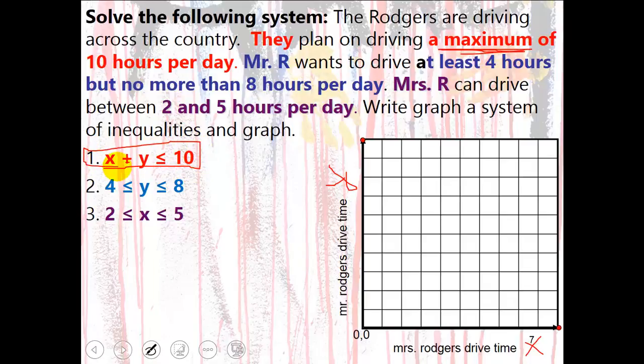Now we have another constraint. It says Mr. Rogers, I abbreviated that Mr. R, wants to drive at least 4 hours. So he could drive 4 hours, he could drive 5 hours, 6 hours, 7 hours, all right, and then it says, but no more than 8 hours. He could drive 8 hours, but no more than that. So that's how I got this statement here. Y is between 4 and 8.